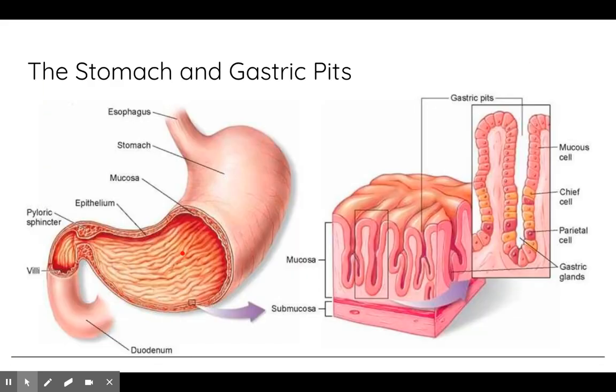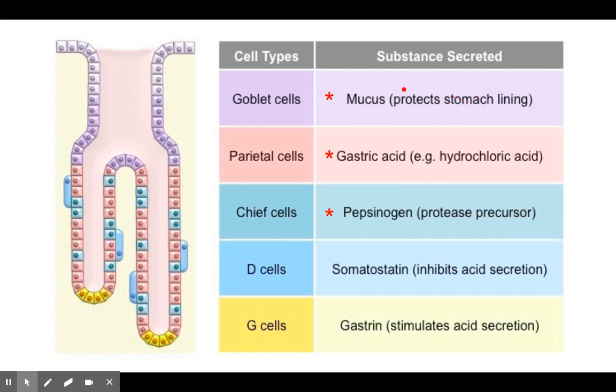So let's look a little bit more closely at the stomach. Here's our stomach right here, the inside of it, and the lining here of the stomach is covered in these gastric pits or gastric glands, as they're sometimes called. And the gastric pits have lots of different types of cells, each producing a different product. So some cells are going to produce mucus.